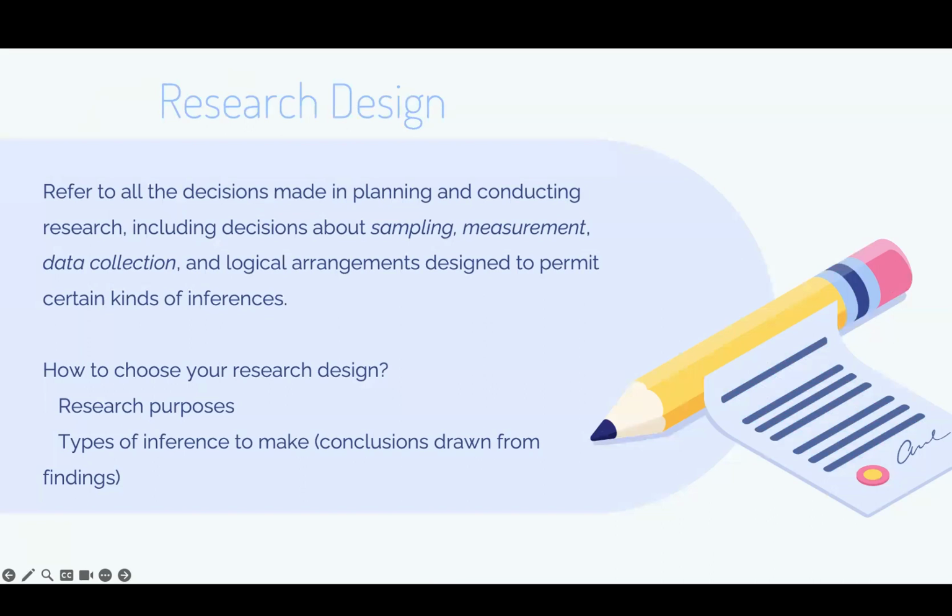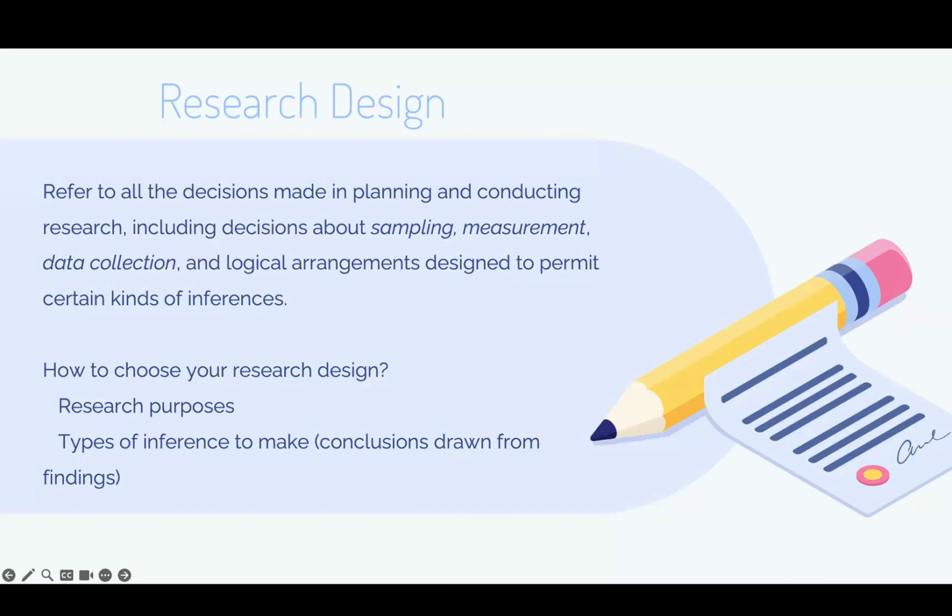Then there's measurement. This is about how we are going to capture the information we need. Are we going to use surveys, interviews, or something else? It's a bit like choosing the right lens for a camera to get a clear picture. Now, data collection is where the rubber meets the road. It's all about gathering the evidence, whether it's numbers, stories, or observations. It's the bread and butter of a research sandwich.